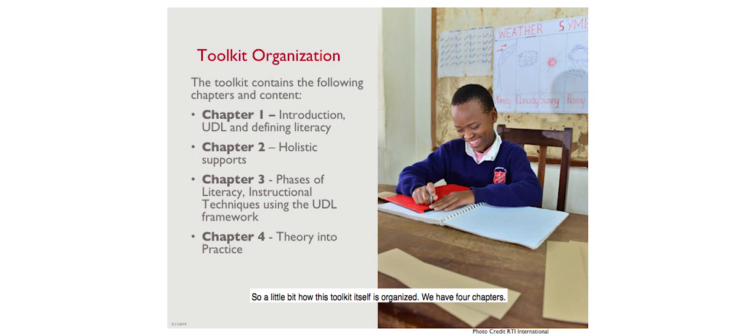So that's a little bit about how this toolkit is organized. We have 4 chapters. For this webinar series, we wanted to let you know that for the first webinar today, we will cover chapters 1, 2, and 4. Chapter 3 is related to phases of reading literacy, and it's very, very dense. So we want to make sure that we have enough time for that discussion another time. So we're moving it to the second webinar.